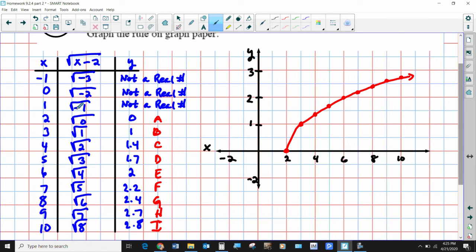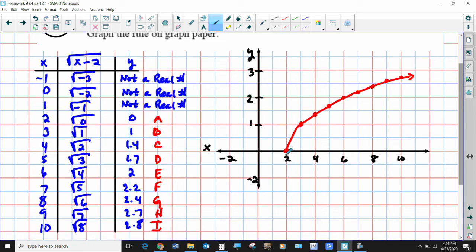You cannot take the square root of -1. You cannot take the square root of any negative number, because by rule, a square root is whatever number you multiply times itself to give you that perfect square. And there's no way you can multiply a number times itself and ever get a negative answer. So these are not even real numbers. So we can't graph them.